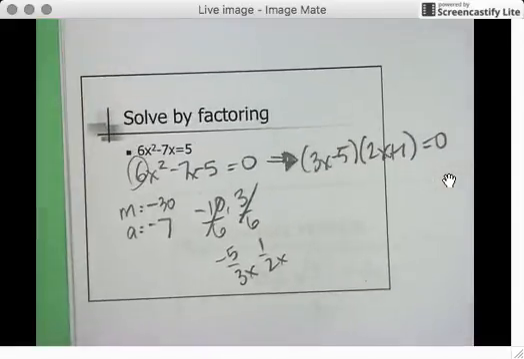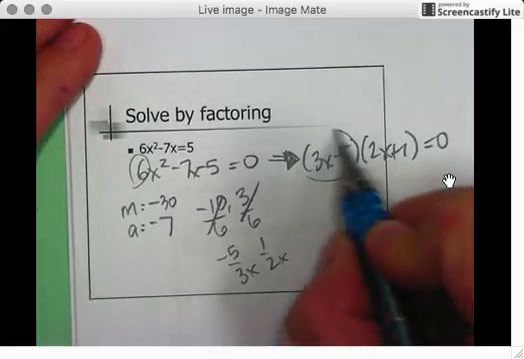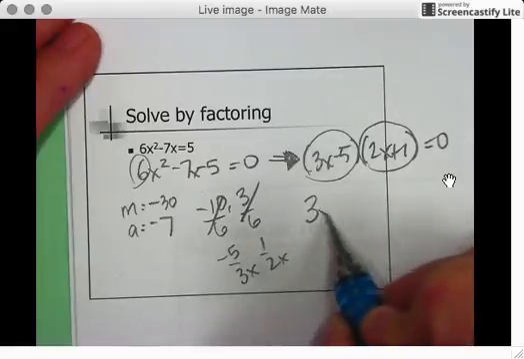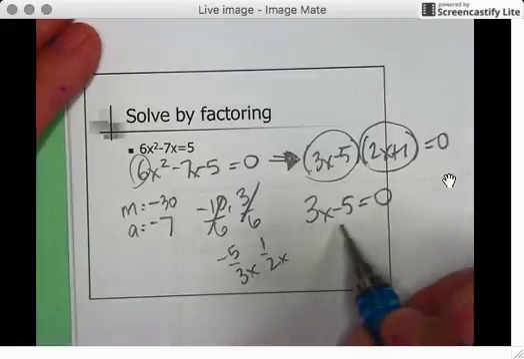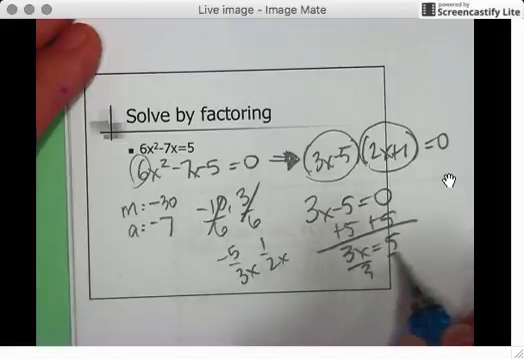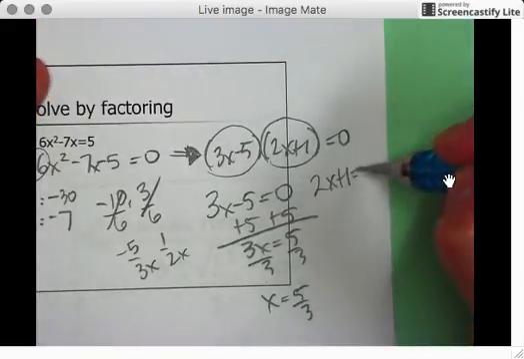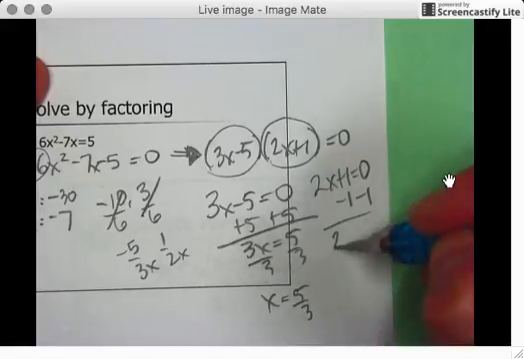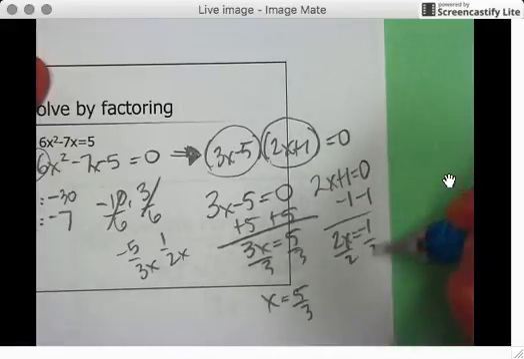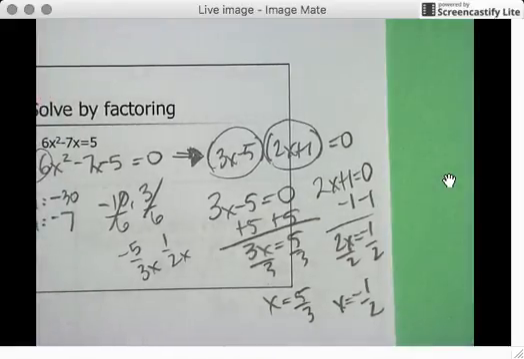All right, so I've set it equal to 0. I have factored it. Next, I set each of these individually equal to 0. So when I set that equal to 0 and divide by 3, I get one of my answers. And then when I take the 2x plus 1 and set it equal to 0, divide by 2, I get my other answer. Okay, those are the 2 answers to this quadratic equation.